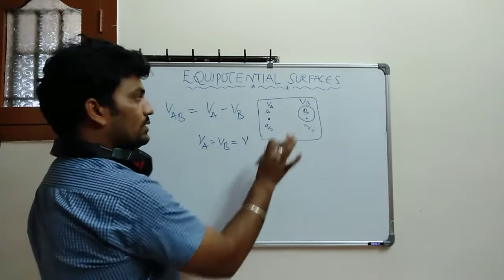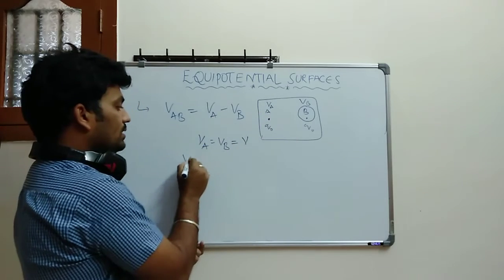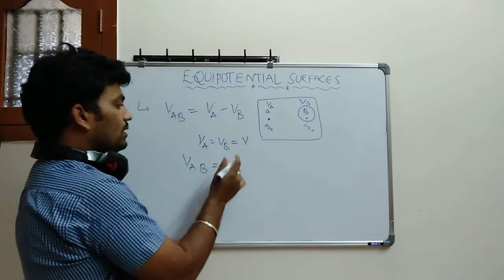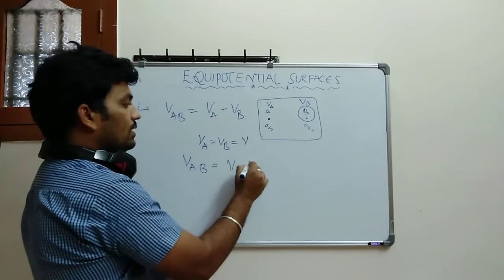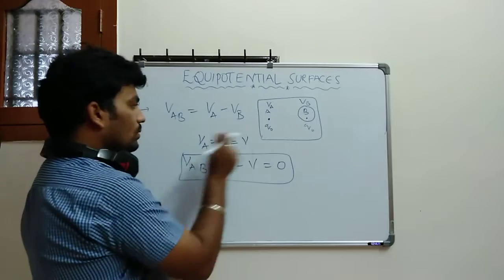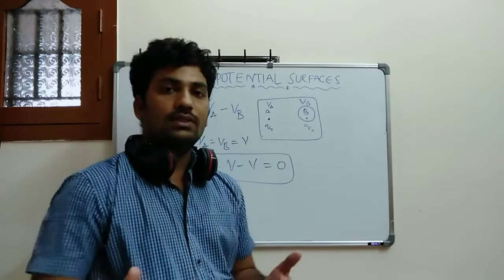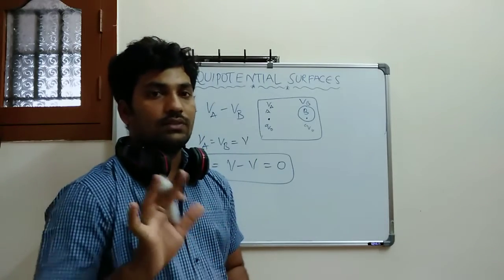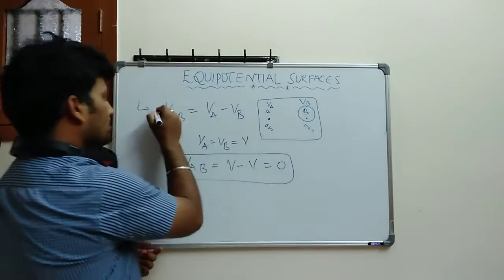If the potential is the same, then what happens here? The potential difference also becomes, what happens here? V minus V, it becomes 0. If the potential difference becomes 0 on any surface, that surface is called an equipotential surface. So that is the first condition.